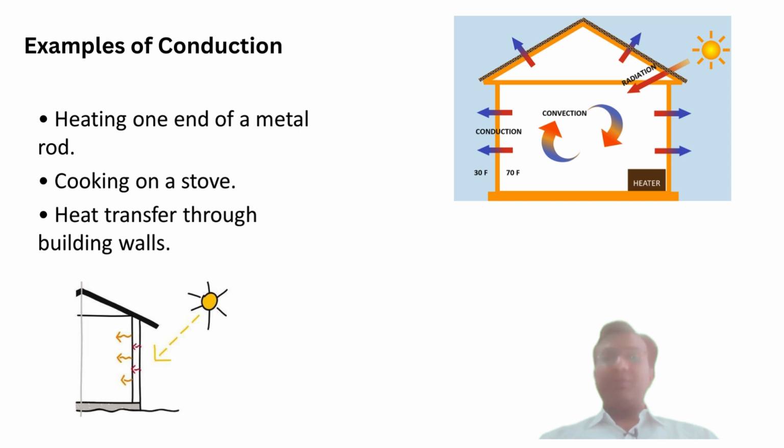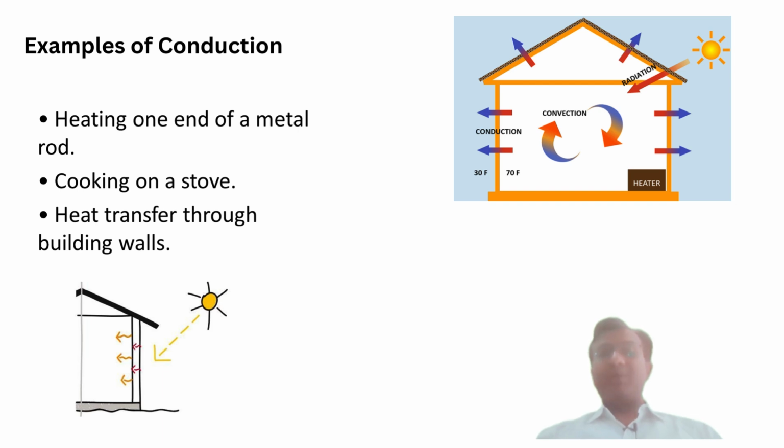As the metal molecules transfer energy. Another example is cooking on a stove. When you place a pan on a hot burner, heat conducts from the burner to the pan, warming the food inside. The pan material, like aluminum, is chosen for its high thermal conductivity.